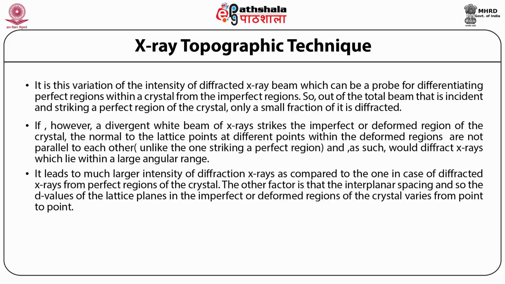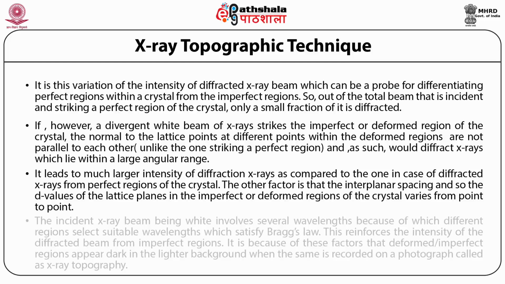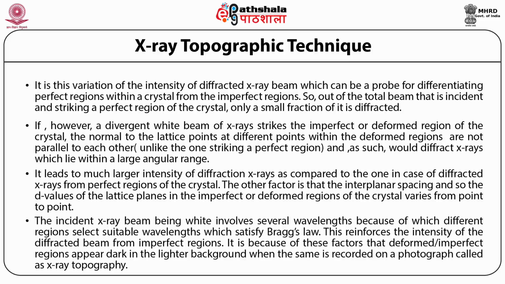The other factor is that the interplanar spacing, and so the d values of the lattice planes, in the imperfect or deformed regions of the crystal varies from point to point. The incident X-ray beam, being white, involves several wavelengths, because of which different regions select suitable wavelengths which satisfy Bragg's law. This reinforces the intensity of the diffracted beam from imperfect regions. It is because of these factors that deformed or imperfect regions appear dark on a lighter background when the same is recorded on a photograph called an X-ray topograph.